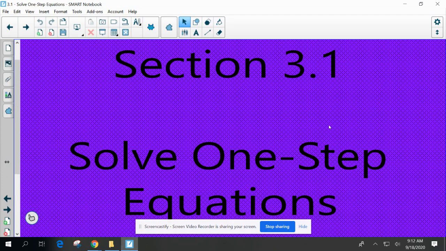Okay, so we're going to do solving one-step equations, which is a review, so we're not going to cover every problem. We are going to talk about a couple of things. Whenever we're solving a one-step equation, you need to do the inverse operation. That's a fancy way of saying opposite, right? So if it's add, you subtract, multiply, divide.